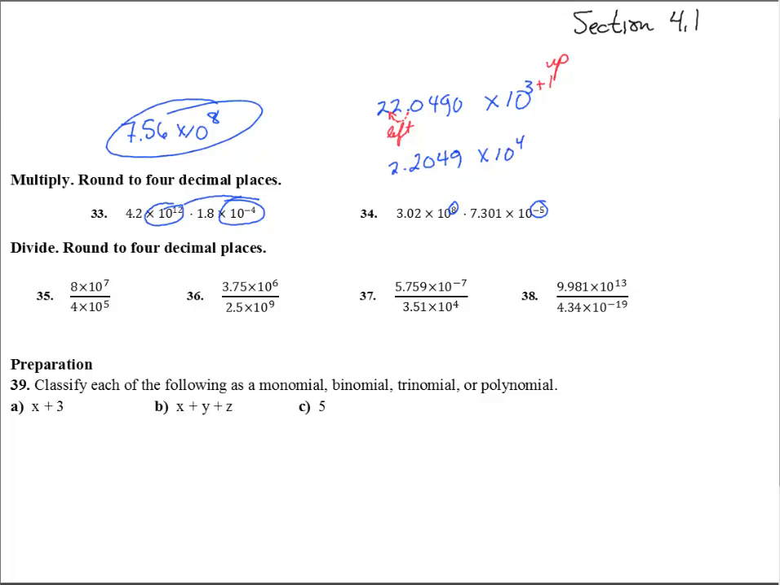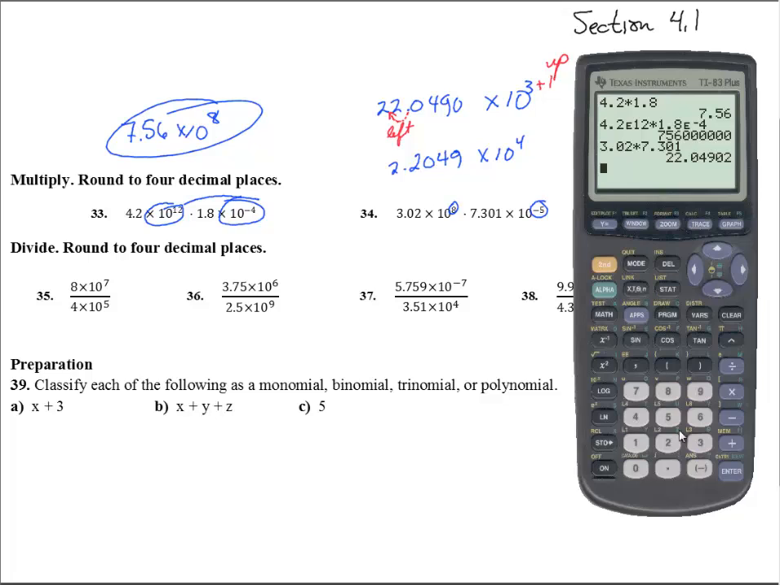Now we're going to bring back the calculator and let's see how that works. 3.02 times 10 to the 8th, that is, times 7.301 times 10 to the, there's a little EE button, negative 5. And we end up with, let me see, move it 1, 2, 3, 4 places, 2.2049 times 10 to the 4th, if we've rounded to 4 decimal places. Excellent.